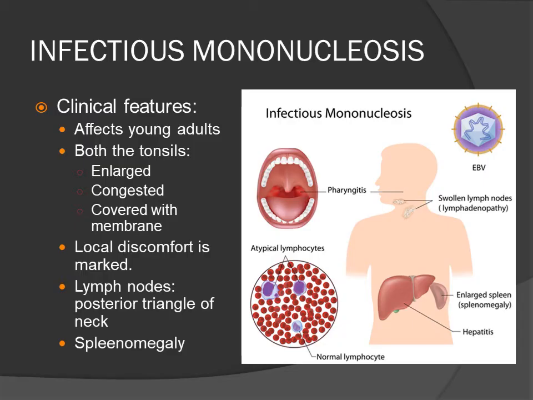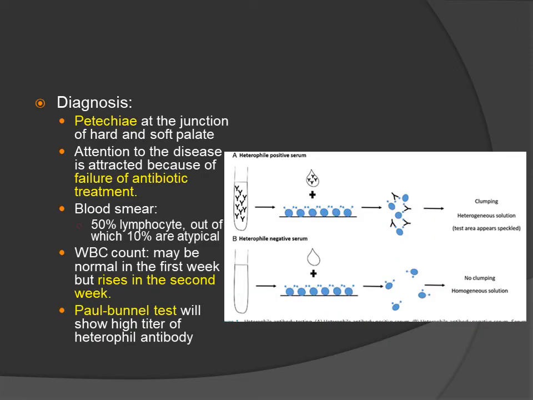Infectious mononucleosis is caused by Epstein-Barr virus. It commonly affects older children and young adults. Patient presents with fever, sore throat, and exudative pharyngitis. Petechiae at the junction of hard and soft palate are characteristic features of this infection. Serological tests like monospot, Paul Bunnell, and ox cell hemolysis show high titers of heterophilic antibodies.